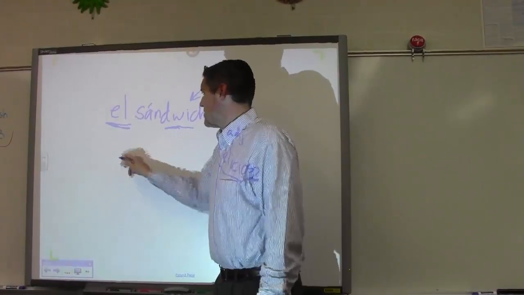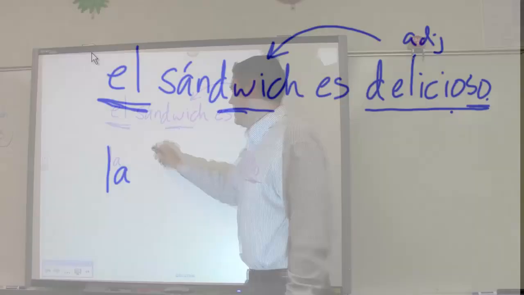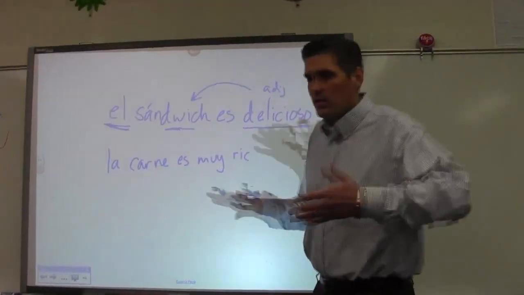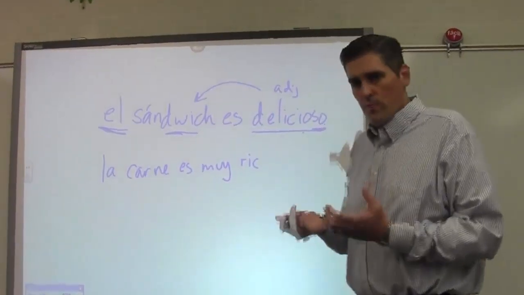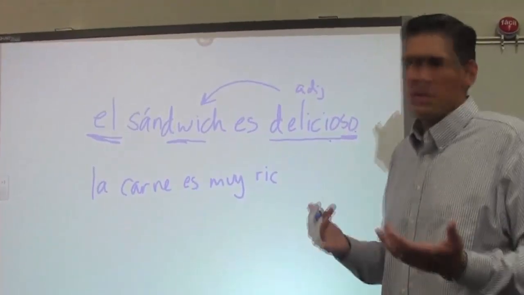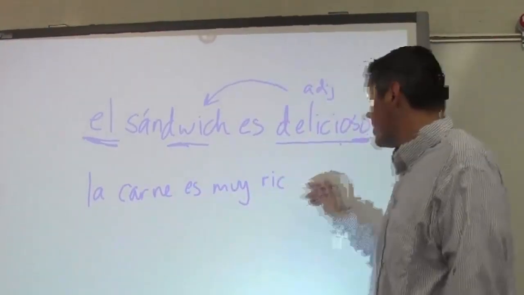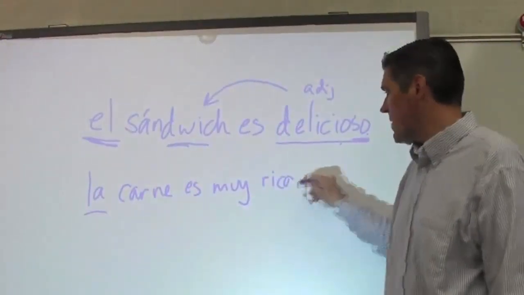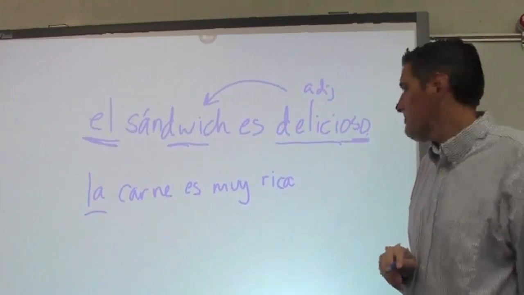Now if I were to change this to la carne. Let's say la carne, the meat. La carne es muy rica. Okay, now a little side note. In English, when we say something is rich, you're thinking cheesecake, things like that. In Spanish, rico and rica, it just means that it's delicious. Okay, so la carne es muy rico or rica. Well, it's la carne, so it's going to be rica. La carne es muy rica.